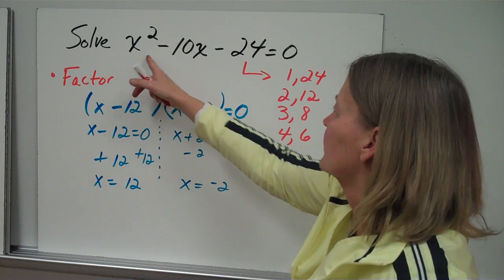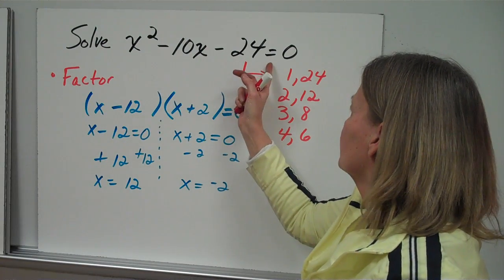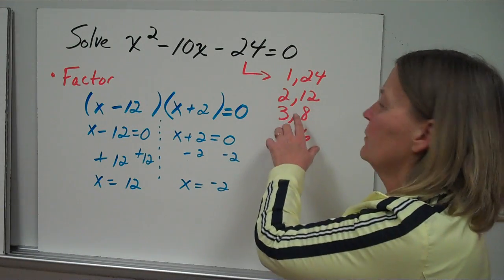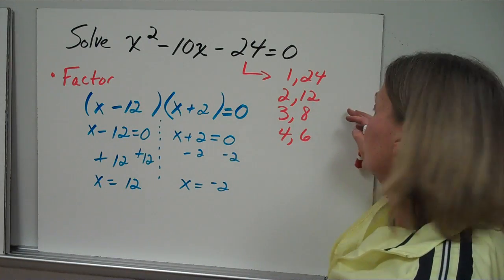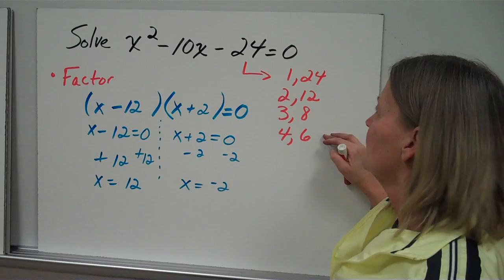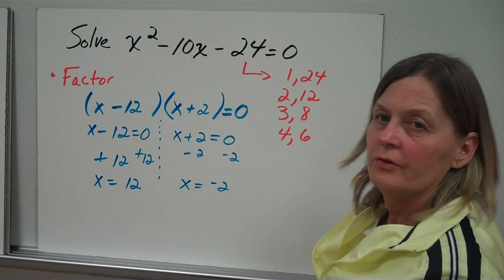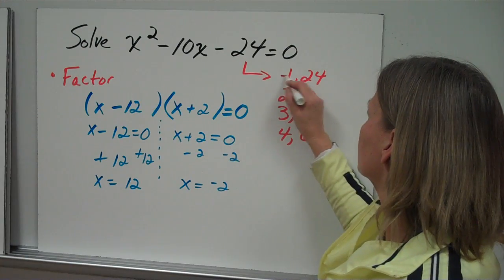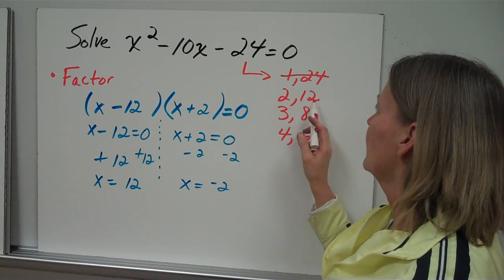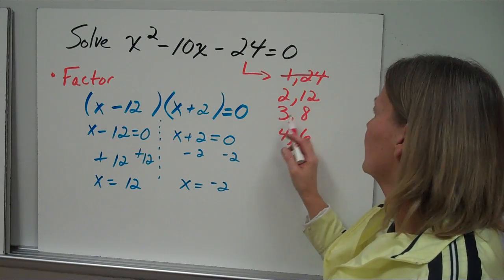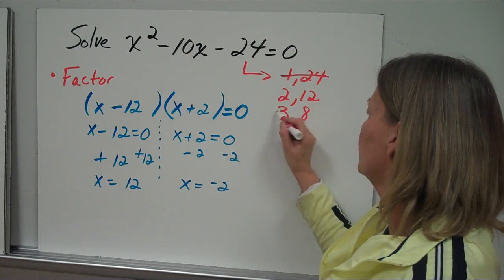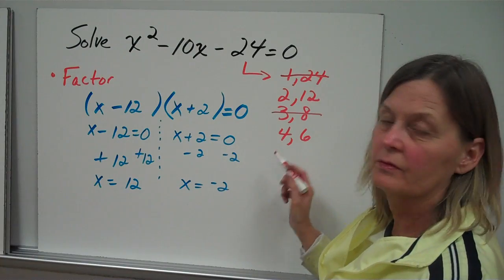Here we have a problem: x squared minus 10x minus 24 equals 0. 24 has a variety of factors: 1 and 24, 2 and 12, 3 and 8, 4 and 6. Let's look at the relationship to 10. 1 and 24, there isn't one to add. 2 and 12, yes, there is. 3 and 8, when those two add together, could that be a 10? No. 4 and 6, yes.